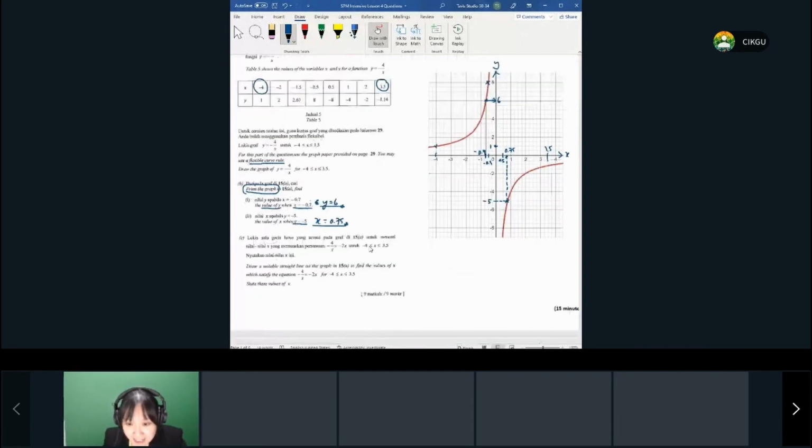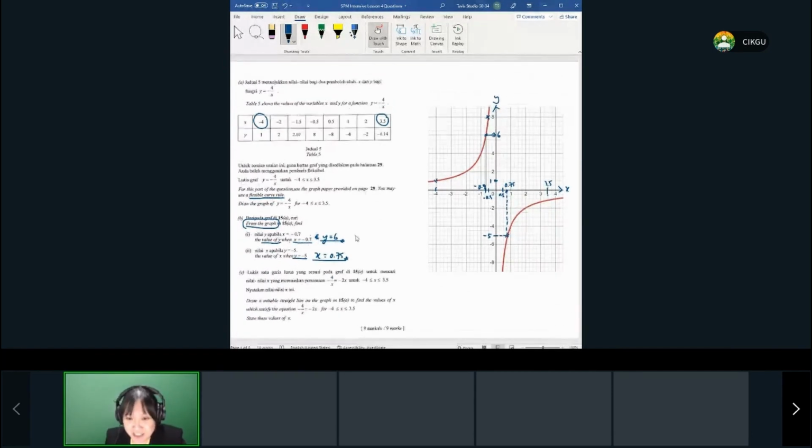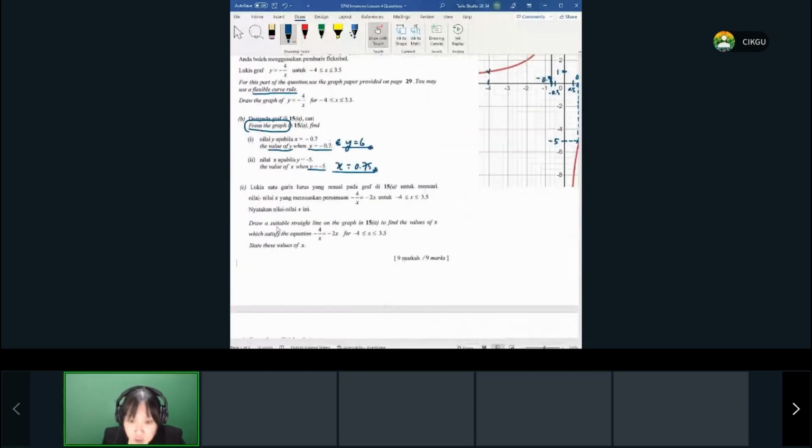Okay. The last part, part C. Part C is the one that I really want to go through, because it is the so-called hardest part of this question. If you read the question, it says draw a suitable straight line on the graph. Let me zoom this in.